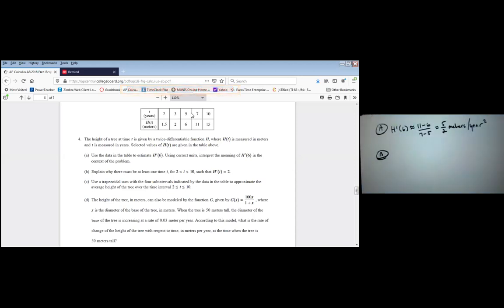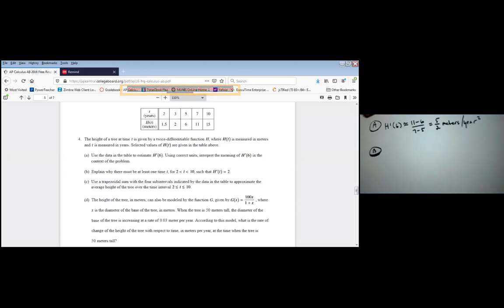All right, somebody else, letter B. Explain why there must be a time t from 2 to 10 such that h prime of t is equal to 2. Okay, so this is a little twist on a problem we already know. What type of problem is this? Is it find the slope or Mean Value Theorem? I think I heard somebody say Mean Value Theorem. Yeah, I said that.